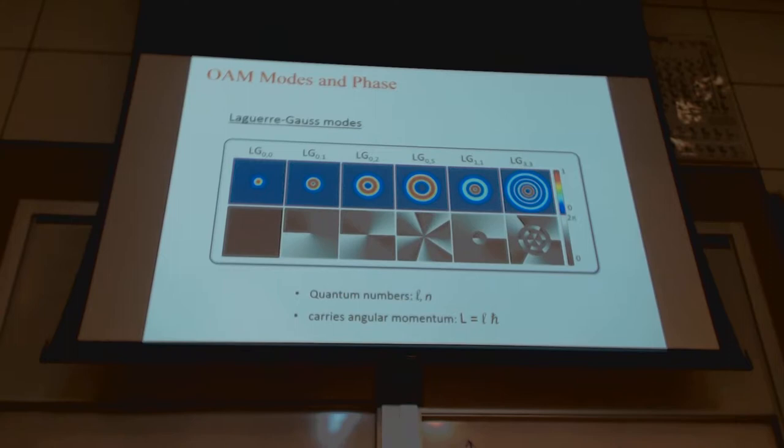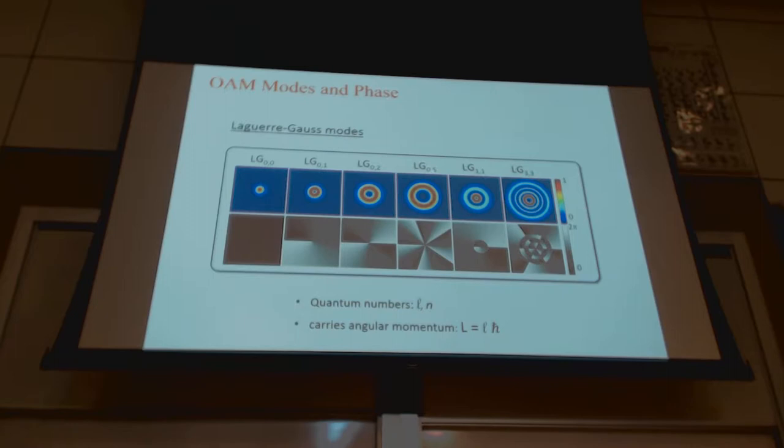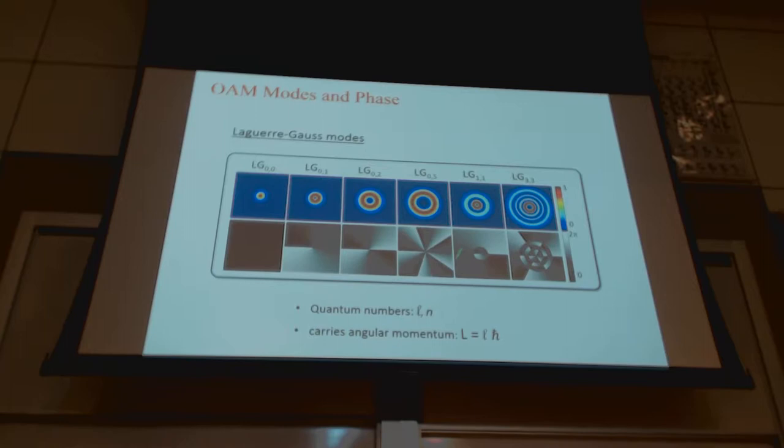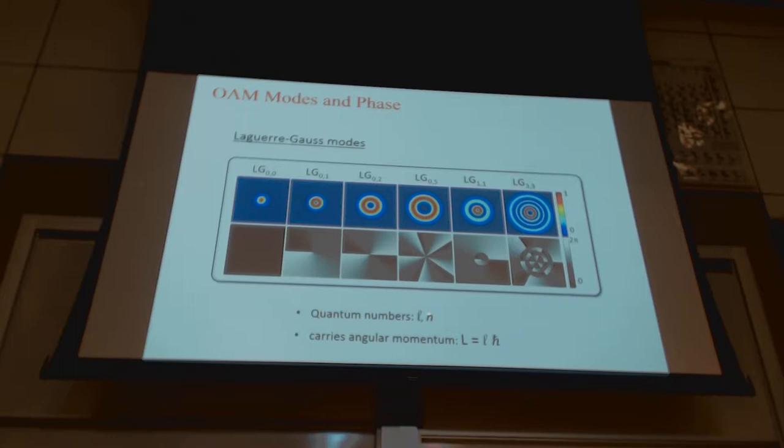Now, so there are two indices. The first index is the topological charge, L, and the other one is this additional quantum number, which is smaller than L.